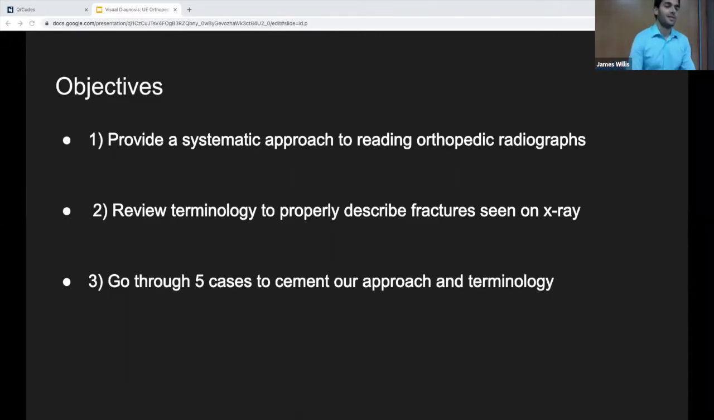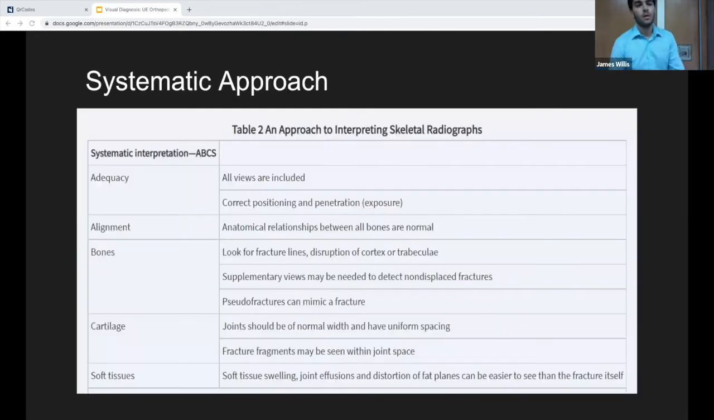So objectives: provide a systematic approach to reading orthopedic radiographs, review terminology to properly describe the fractures that we see, and then three is just to go over 5 cases to cement our approach and terminology. As with many things in medicine, especially when reading images, it's important to have a systematic approach so we don't miss anything, especially those subtle findings.